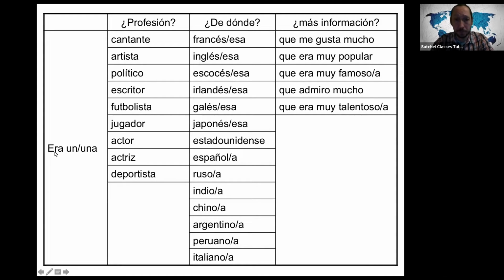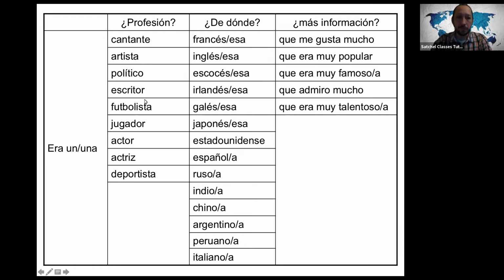Now, here I have era, una. Now, era, remember, is "was", and we are going to use it a lot later on with other words, not today, but in other lessons. But for the time being, we are going to use it for celebrities. Now, I have a list of different occupations. I have cantante, artista, político, escritor, futbolista, jugador, actor, actriz, deportista.